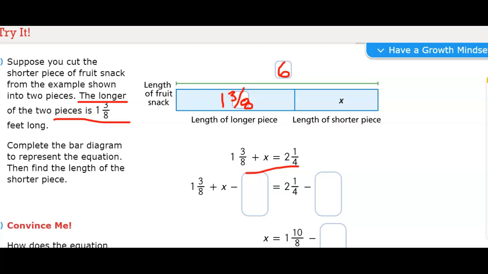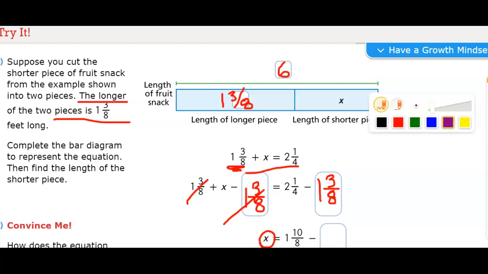So we have to get x by itself on one side of the equation. So we're going to take the 1 3/8 because that's on the same side as the x, and that is going to be positive, so we're going to subtract 1 3/8 from both sides of the equation. After subtracting, those cancel out. You have x by itself, and then 2 1/4 minus 1 3/8.